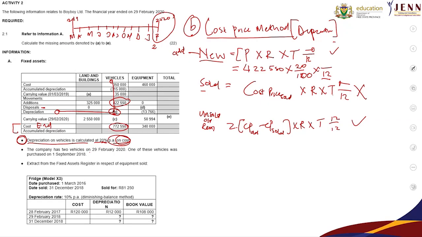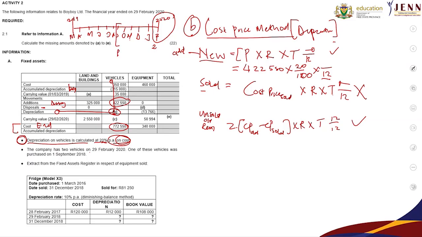772,550, right? That's at the end. Now we move. Here we said it's at the beginning. This is during the year. Right. Now let's move. They had 2 vehicles at the end. One of these vehicles was purchased on the 1st of September. One of these 2 was purchased here.